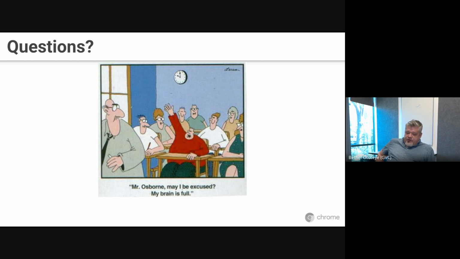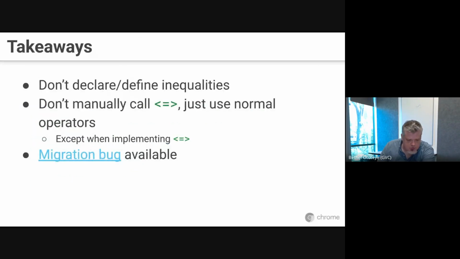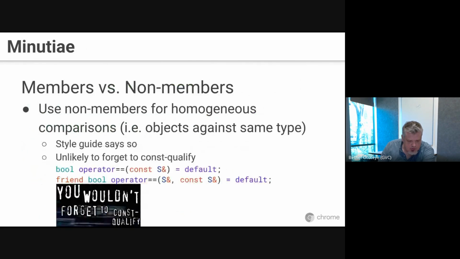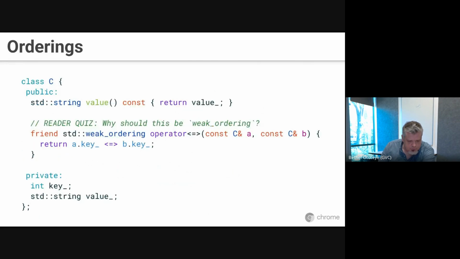Robert asks, what does the multiple spaceship operator implementation look like? Oh, a spaceship operator implementation for multiple variables. Yeah, exactly. I don't think I showed that. Let me quickly go back through my slides just to make sure I did not show that. This is really the only manual spaceship implementation I showed.